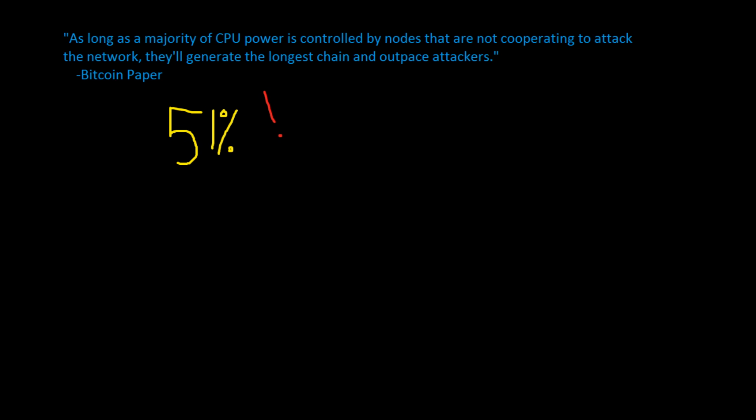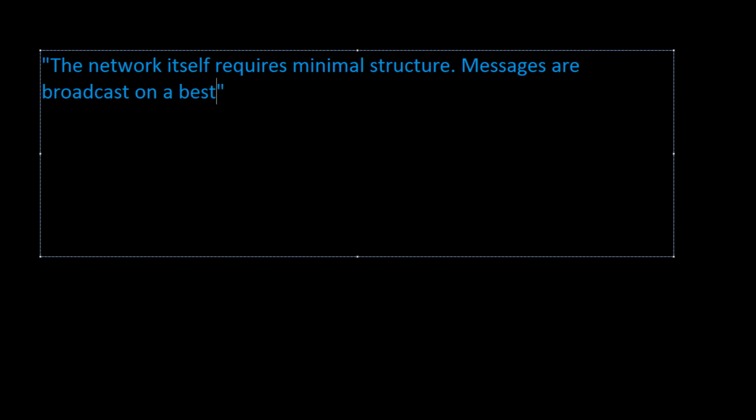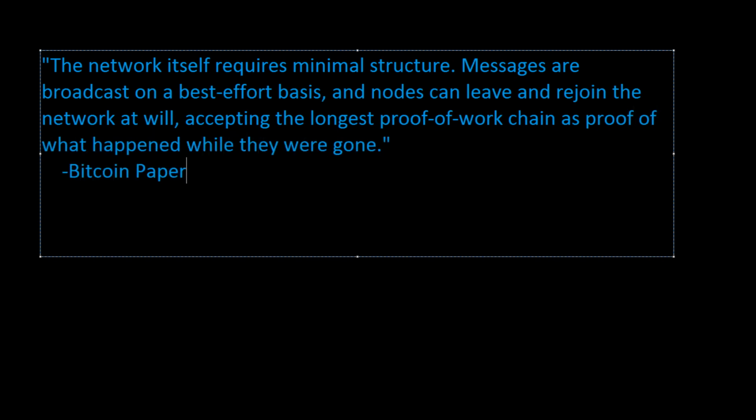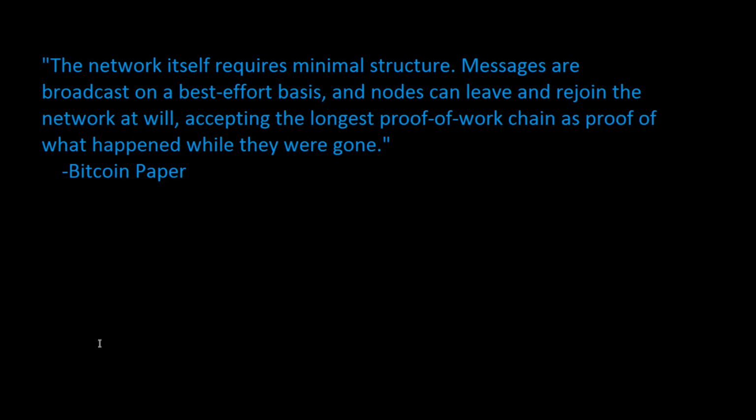Now, finally, after I don't even know how long it's going to be, we get to the end of the abstract. So the last of the abstract is, the network itself requires minimal structure. Messages are broadcast on a best effort basis, and nodes can leave and rejoin the network at will, accepting the longest proof of work chain as proof of what happened while they were gone. So here, just the reiteration that this is a simple structure. Yep, we got that. And then we get this, messages are broadcast on a best effort basis.